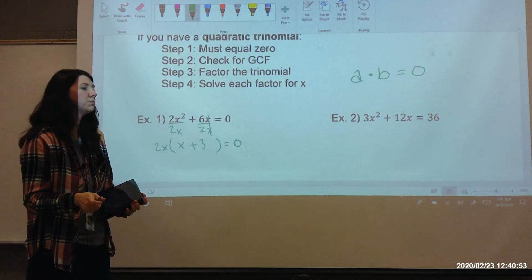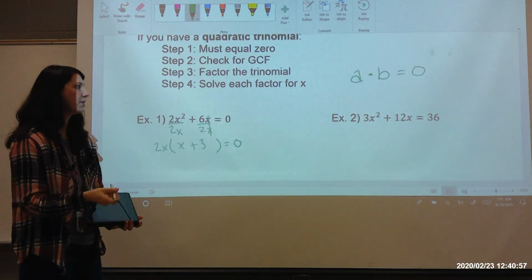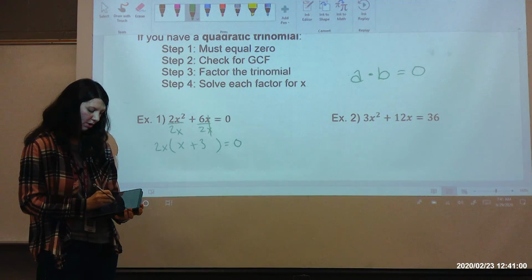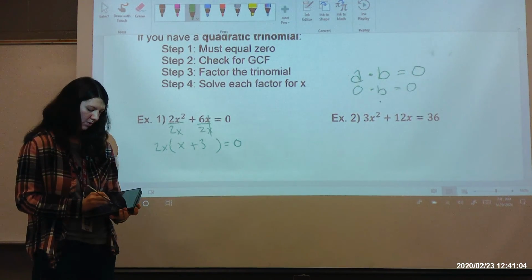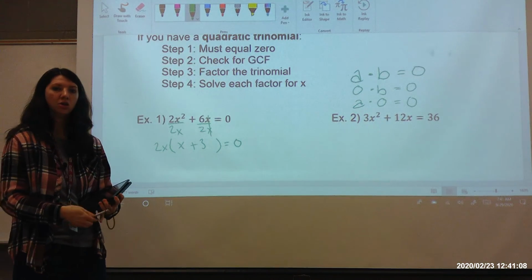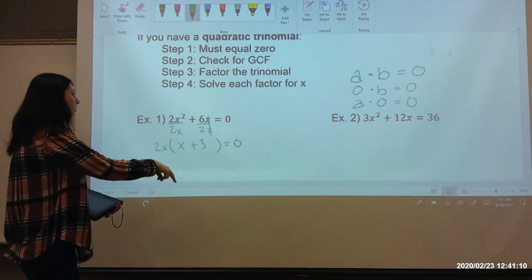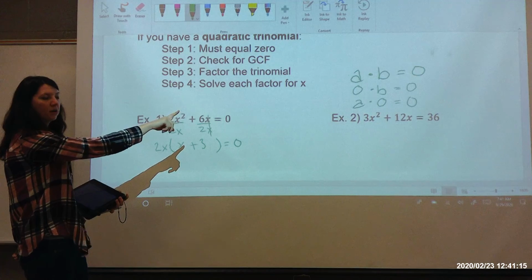Well, the only way to multiply to get 0 is to multiply by a 0. So that means either a was 0, multiplied to b, and that gave you 0, or b was 0, multiplied to a, and that resulted in 0 as well. So we have 2 possibilities. So we are turning our quadratic into 2 things being multiplied so we can apply that zero product property.